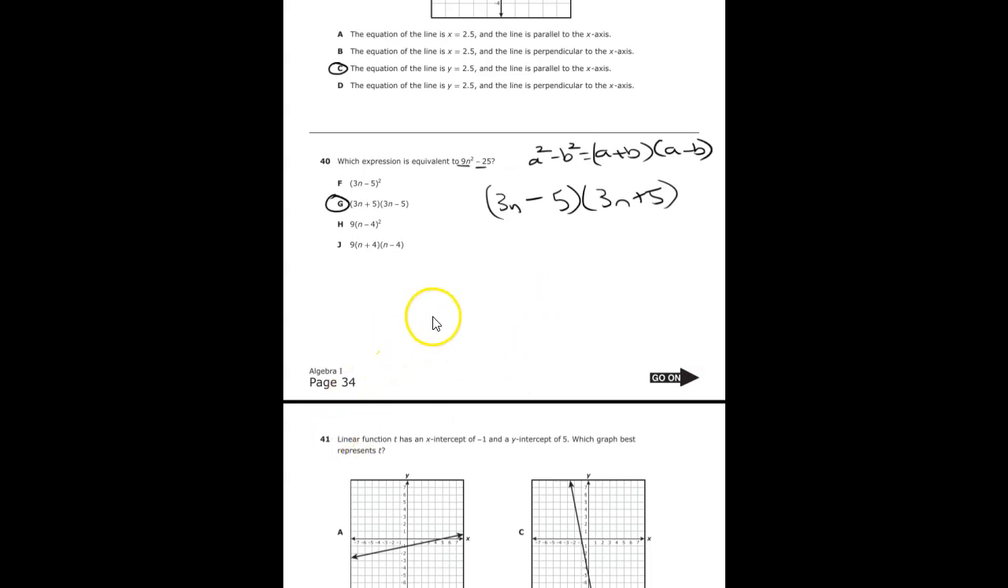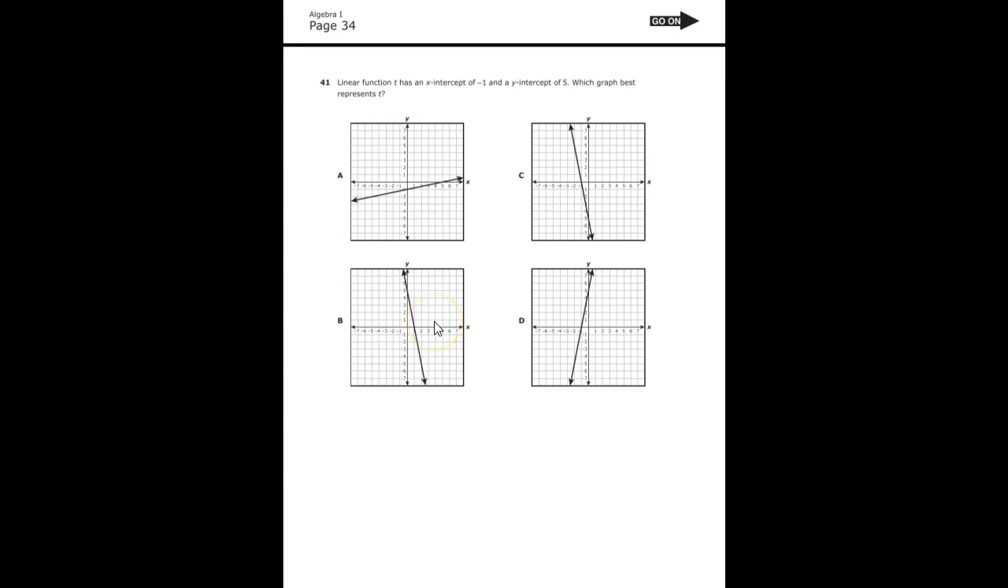That's that. Number 41. The linear function t has an x-intercept of -1 and a y-intercept of 5. So x-intercept of -1, y-intercept of 5. That's what we're looking for right here.